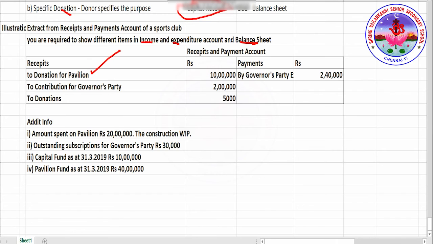Now you have contribution as 2 lakh. You have outstanding subscription. People have to subscribe to the governor's party, but they have not done it. So 30,000 is to be recorded. But the expenditure is 2,40,000, which means the net expense is the actual amount, which is 10,000. Then capital fund as on 31/3/2019 is 10 lakhs and pavilion fund as at 31/3/2019 is 40 lakhs. Now you need to understand that we are supposed to prepare income and expenditure account and balance sheet.